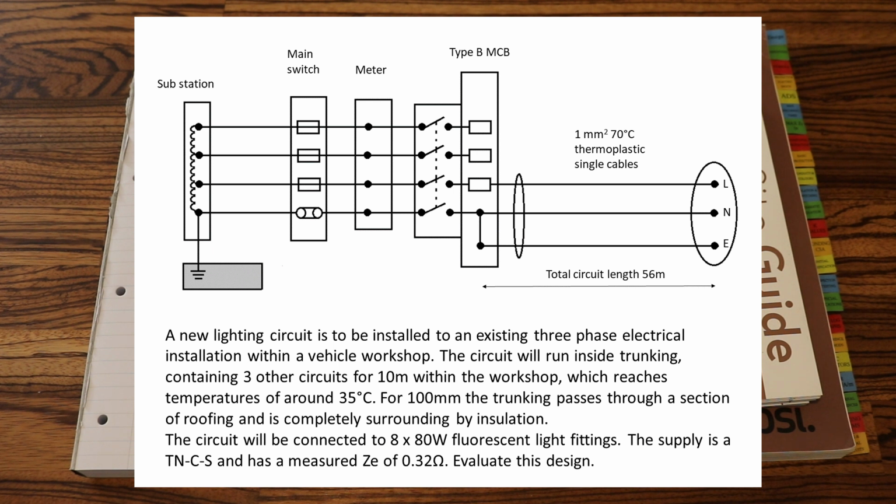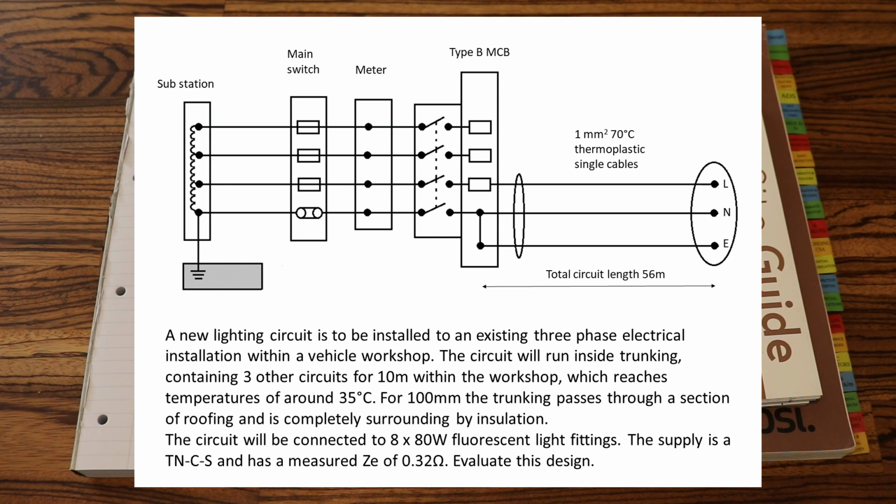So looking at the picture, we've got a three-phase supply coming from the substation to the meter to the main switch. Then we've got a type B MCB, and then we have a single phase supply. It says it's 1 mil singles. The circuit length is 56 meters. Single phase and live neutral earth. And then in the question it says it is a new lighting circuit.